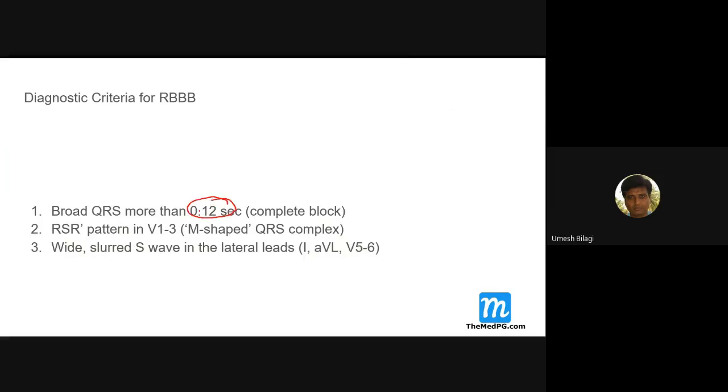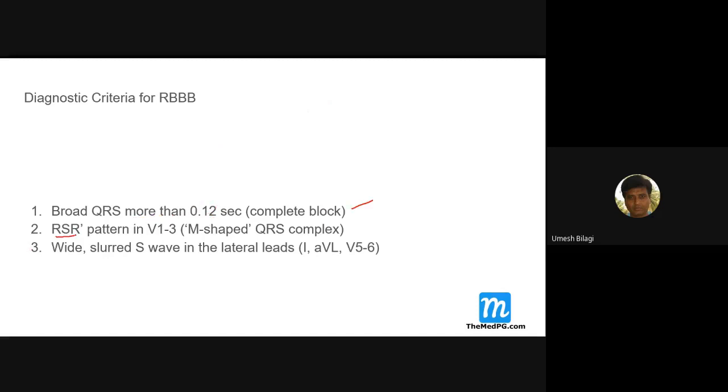Diagnostic criteria for RBBB: for any bundle branch block, the duration of the QRS complex should be more than 3 small squares, that is 0.12 seconds. The normal duration of the QRS complex is this much. If it is more than that, it is RBBB. There is a delayed conduction.